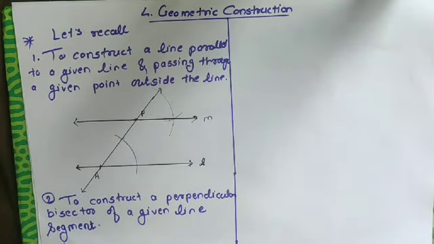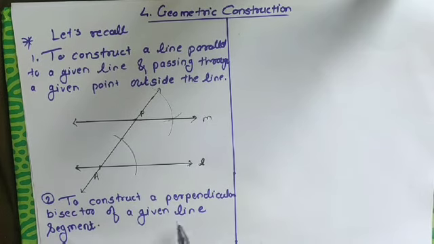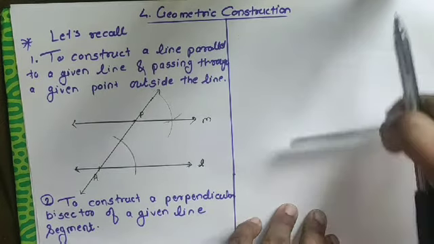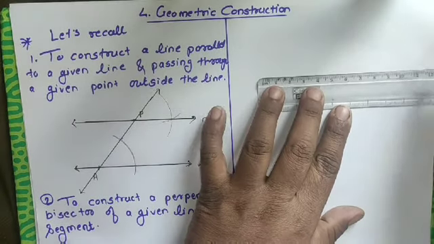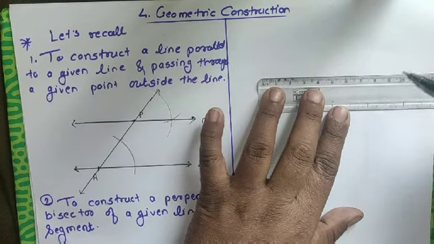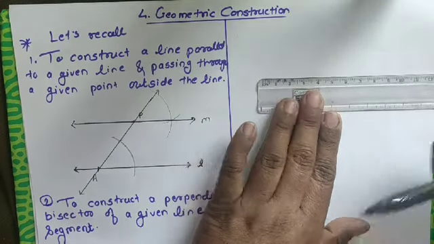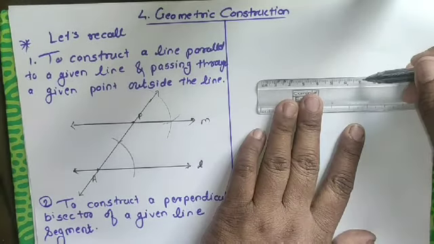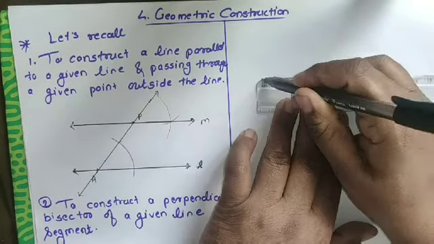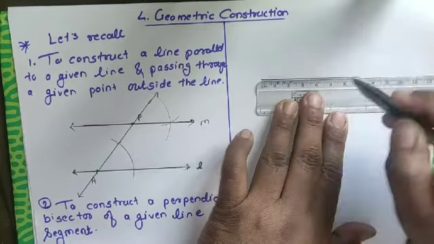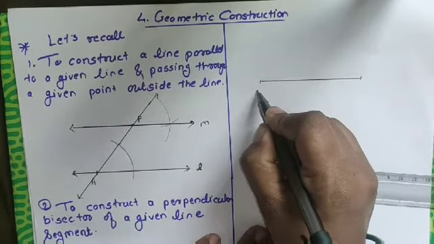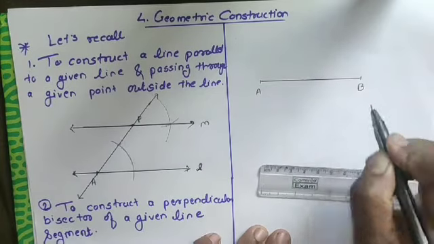Okay, so for that I have to draw the perpendicular bisector of a given line segment. First of all I will draw a line segment AB. If they gave you some measures like 6 centimeter or 8 centimeter, then you have to take that particular distance, but here I am just recalling it. I will draw a line segment, suppose this is line segment AB.